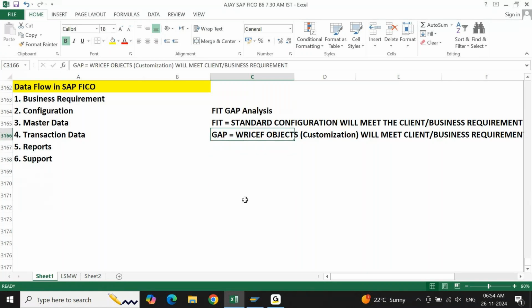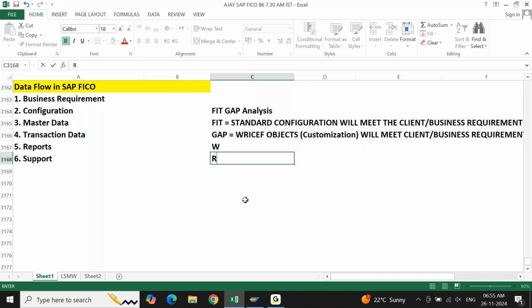Now, this RICEF object, whatever is related to gap, basically, you need to identify the gap. When you're identifying the gap, you need to be very specific. What is this gap and how we are going to fill the gap? You will usually fill the gap with the help of RICEF object. Each letter in the RICEF contains a meaning. If I'm talking about RICEF in this format, WRICEF. Each letter contains a meaning.